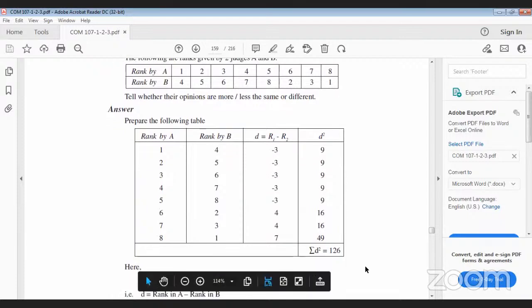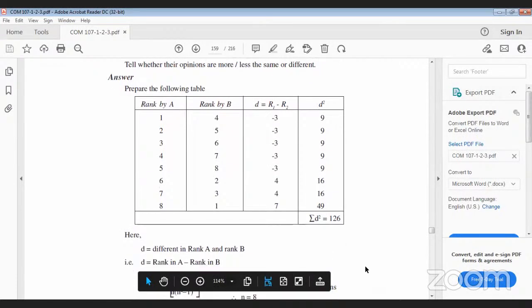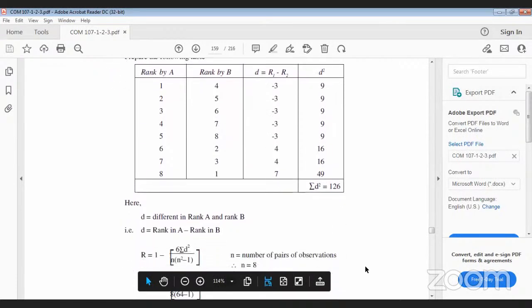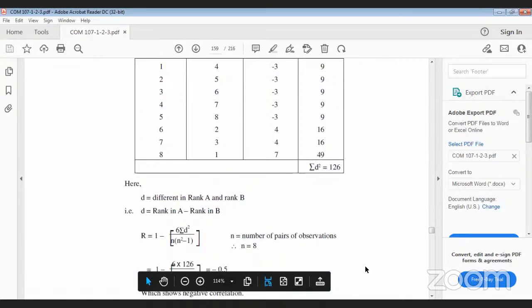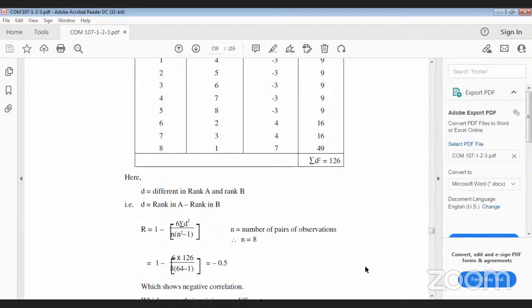Now we have to use the formula with the difference in ranks A and B. R is equal to 1 minus, in brackets, 6 summation d square, that is 126, upon n into bracket n square minus 1, bracket complete, big bracket also complete. Here the number of pairs of observations is n equal to 8.